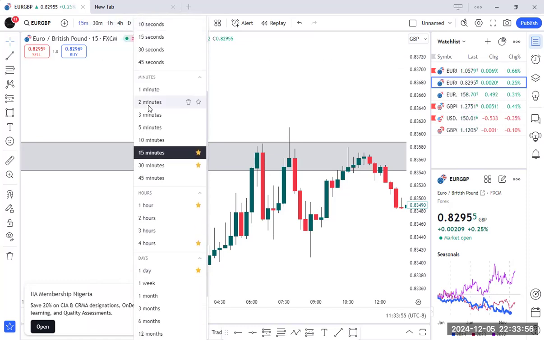Because I'm a day trader. We have different types of traders: the swing trader, the day trader, and the scalper. Swing traders are the ones that leave their trade for at least 2 days, 3 days, or they can leave it for a week, or even a month.